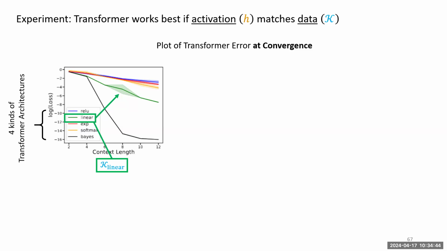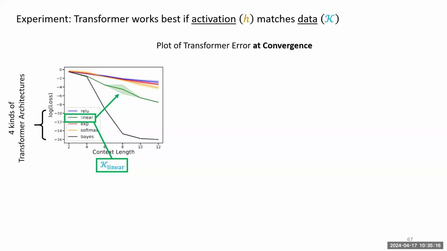And I'm going to show plots for different kinds of data. So the first plot on the left, the data is drawn from k-linear, which is the Euclidean distribution. So it is equivalent to learning a linear function. On this problem, we see that the linear activated transformer, so identity activated transformer, performs best, much better than the ReLU, EXP, and softmax.